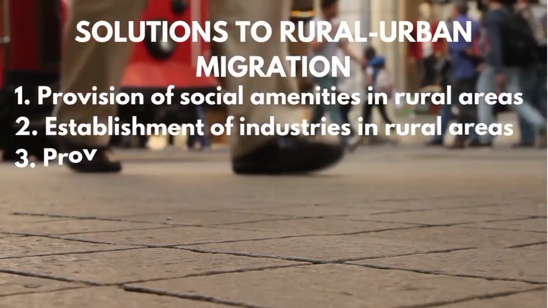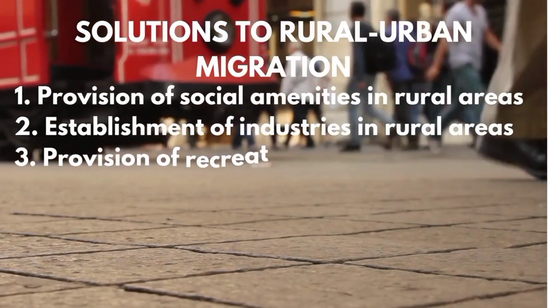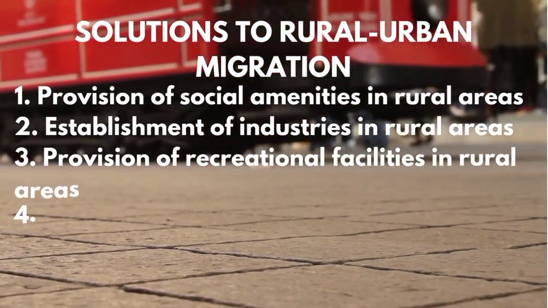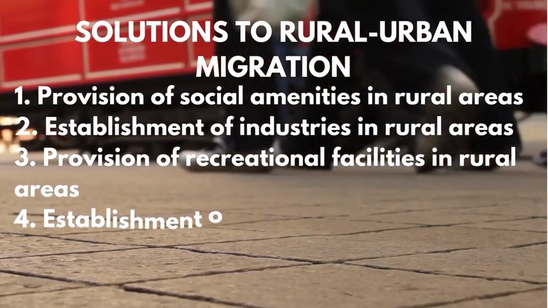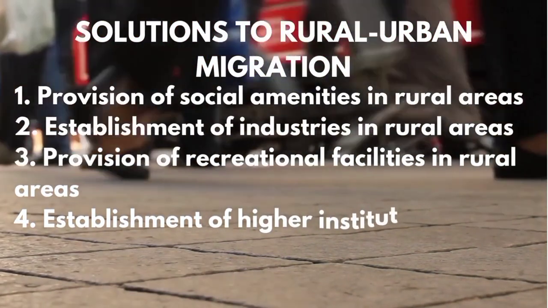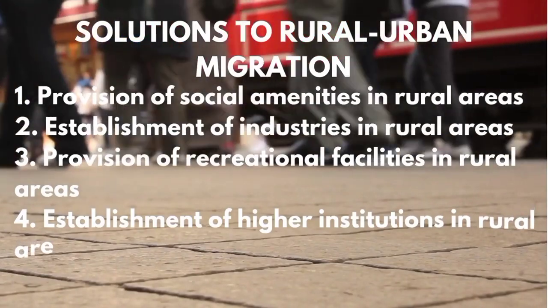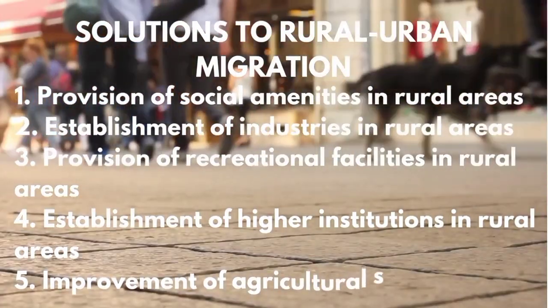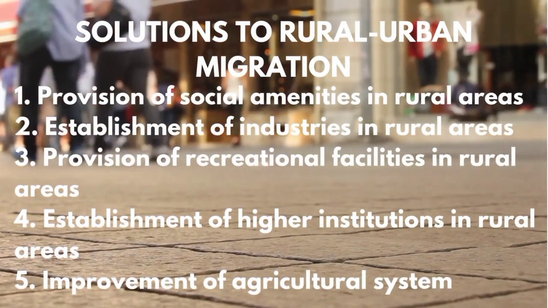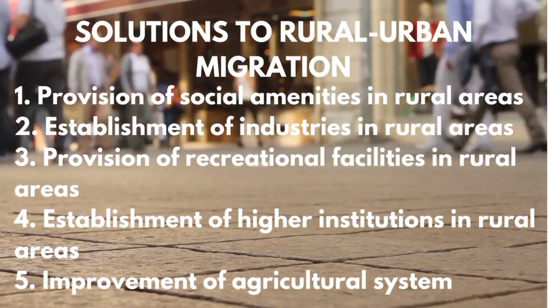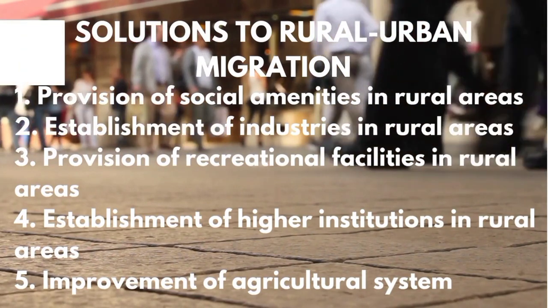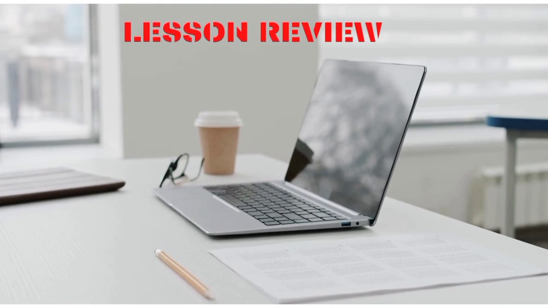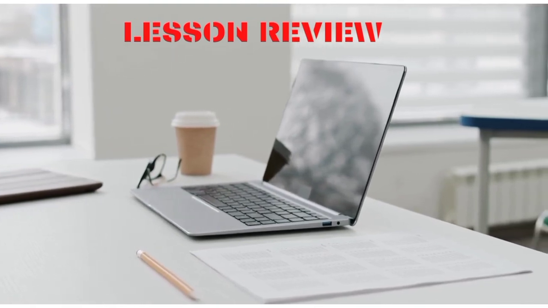Then what are the solutions to rural-urban migration? We have provision of social amenities in rural areas. This will discourage them from moving. Then establishment of industries in rural areas will also discourage people from migrating. Then we have the provision of recreational facilities in rural areas, establishment of higher education institutions, and the improvement of agricultural system.